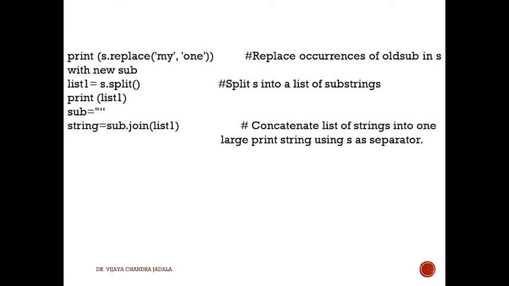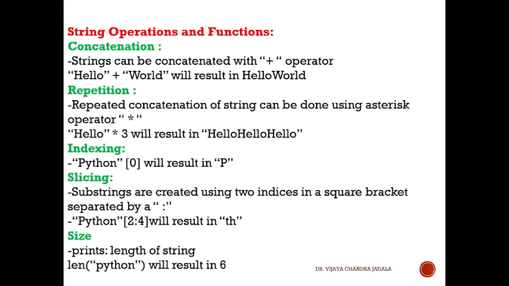And here the replace method: print s.replace(old, new), that means replace occurrences of the old substring in s with the new substring. Then list1 equals s.split(), which splits into a list of substrings. Then join concatenates the list of strings into one large string using s as a separator. So these all are regarding the strings.